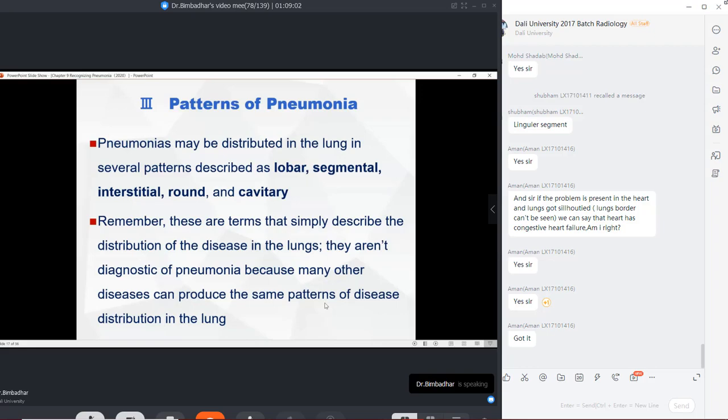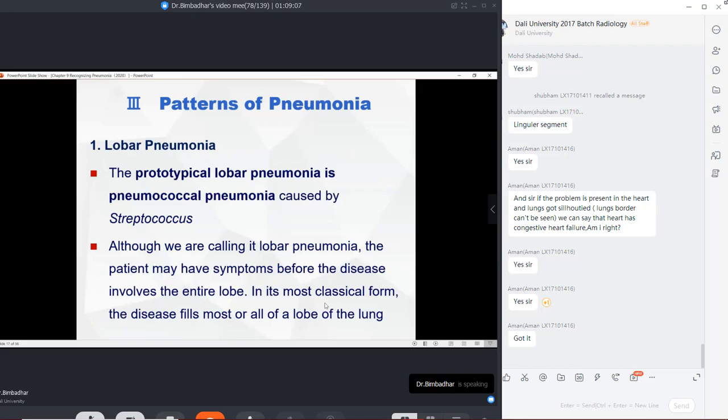You should have a clear understanding of what the report says. Okay, right. First, lobar pneumonia. Remember, any kind of lobar pneumonia is generally prototypical, and it is very closely related to pneumococcal pneumonia that is caused by streptococcus. Streptococcus bacteria are the most common type of bacteria that causes lobar pneumonias.